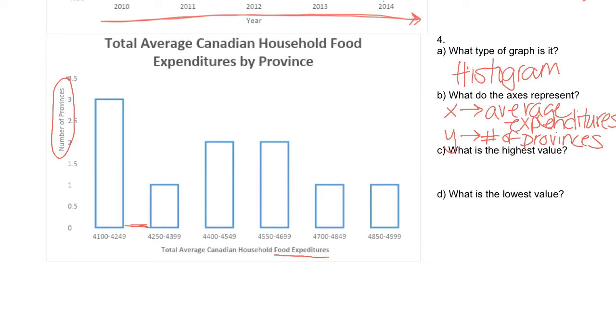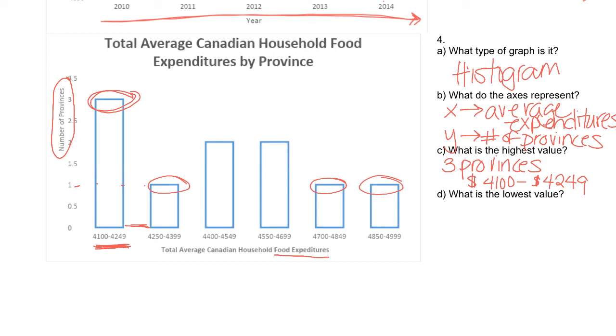So what's the highest value? Our highest value is here. When we're looking at what this means, down here, the number of provinces that spend between 4,100 and 4,249, there are actually 3 provinces that spend that lowest amount, that have that lowest average. And then we can look at how many provinces the other ones are. So our highest value is 3 provinces that spend between 4,100 and 4,249.